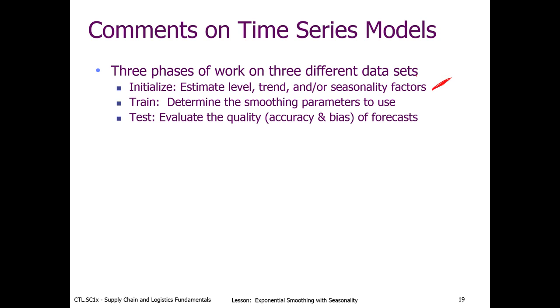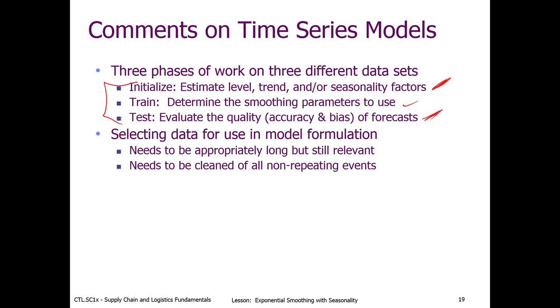And again, if I suspect some kind of seasonality, I need multiple seasons. And in fact, I don't know how you're going to even try to see if there is seasonality unless you have multiple seasons there. Then you want a set of data to train to determine the smoothing parameters. And then finally, once you have those, you want to take a new set of data, or a later set of data, and evaluate the quality, the accuracy, and the bias of the forecasts, and just see how well it does. Try to avoid initializing, training, and testing on the exact same data set.